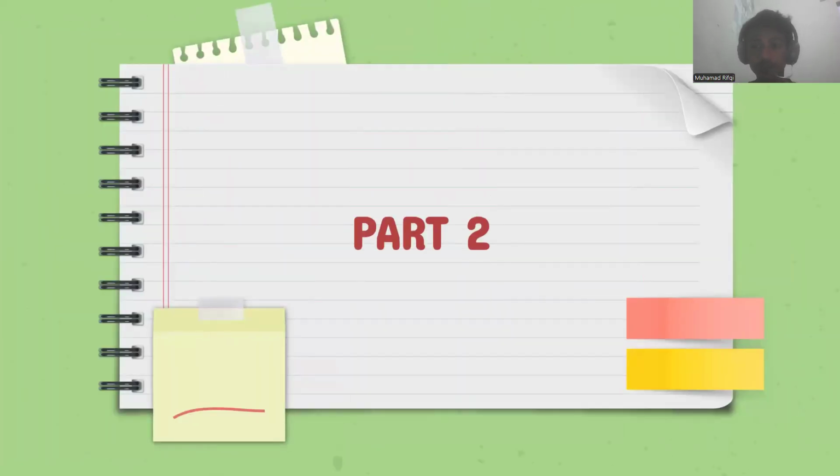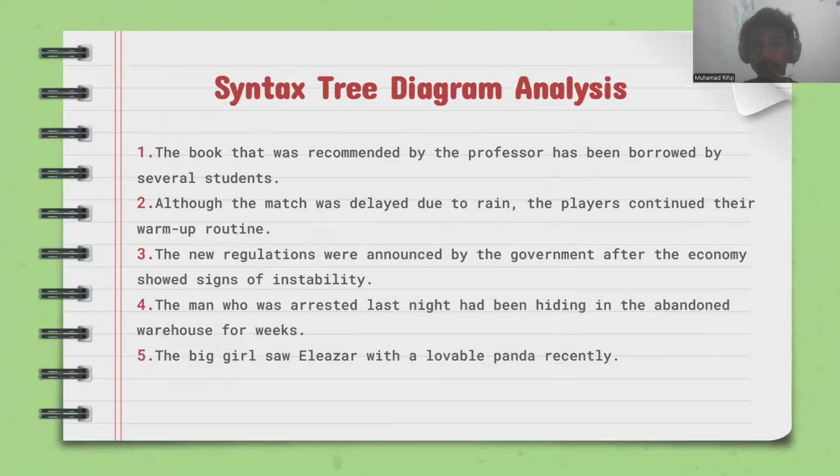Okay, part 2. Syntax tree diagrams. Number 1, the book that was recommended by the professor has been borrowed by several students. And question number 2, the match was delayed due to the rain. The players continued their warm-up routine.